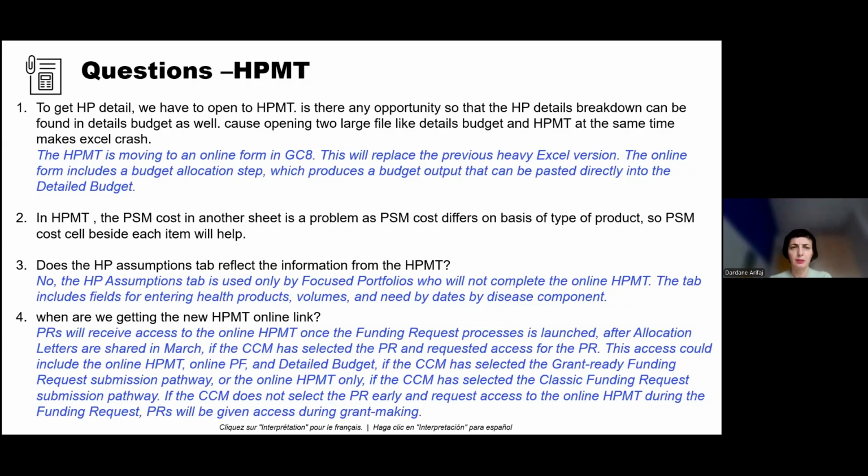How the HPMT data will be fed into the detailed budget. The online HPMT includes a budget allocation step. Upon completion of the online HPMT, there is an Excel extract downloaded. The information in the Excel is copied and pasted into the appropriate tab in the detailed budget. This is pretty much how it is in the current HPMT. It's just that now you will have to extract it from the platform, and then as an Excel extract, you have to upload that into the detailed budget. So in principle, it's not that much change.